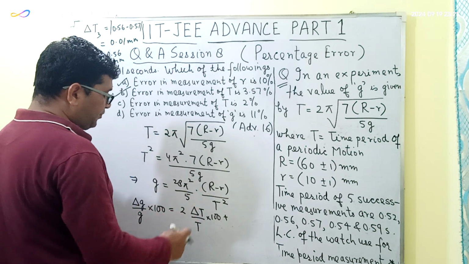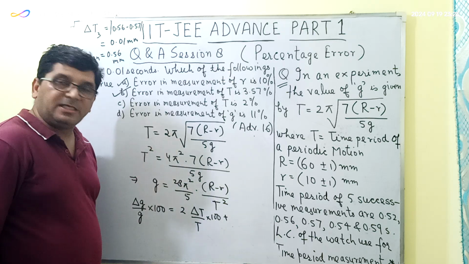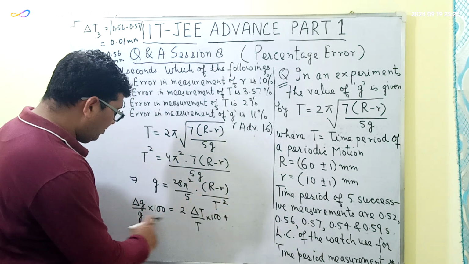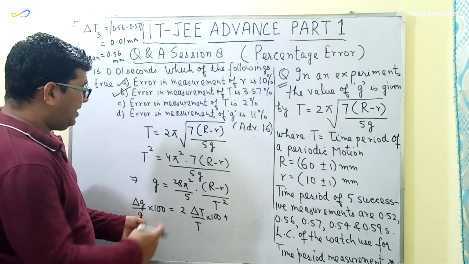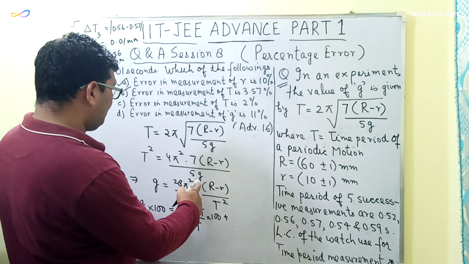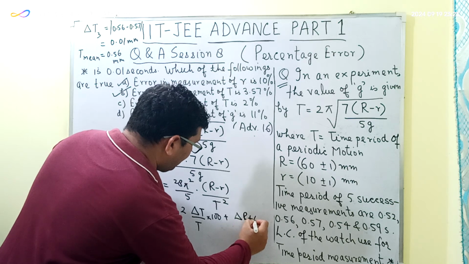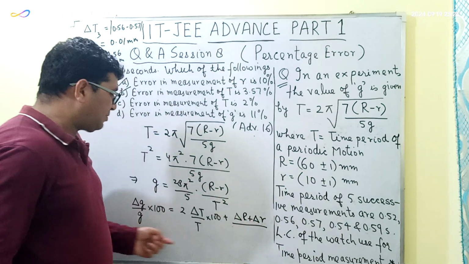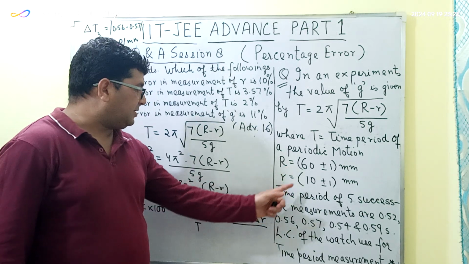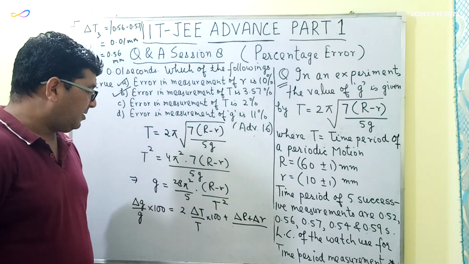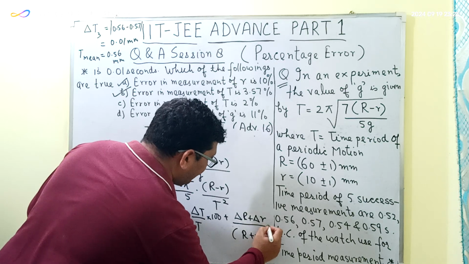So here in this case, since we have to add up all the errors while calculating the total error in any measurement, this equation will get converted into 2 times ΔT/T × 100, plus (ΔR + Δr)/(R − r) × 100. That is, ΔR is the absolute error in the measurement of capital R, and Δr is the absolute error in the measurement of small r, divided by R − r, into 100.